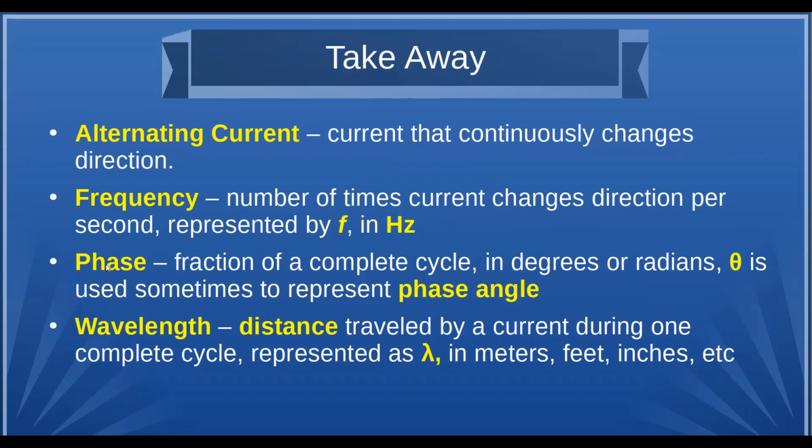We have the phase, where it can be shifted, and you'll see with inductors and capacitors, they create a phase shift. And then wavelength is the distance that it travels during a cycle, based on the speed, which is the speed of light or less, depending on the actual medium it's going through.